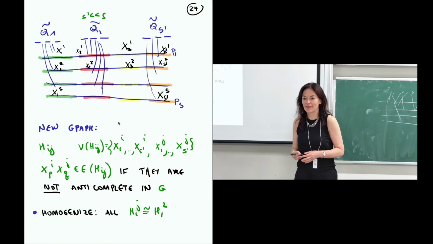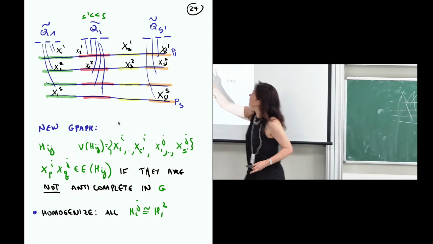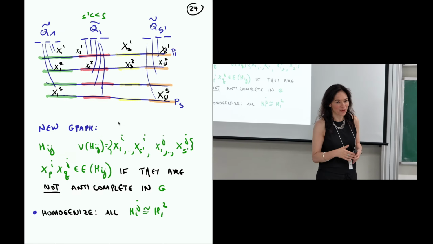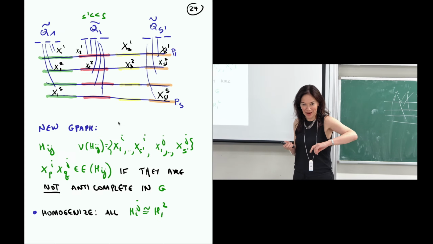And I have lots of paths and relatively few of these intervals. So I can start homogenizing everything. And I can assume between every path it's the same graph.